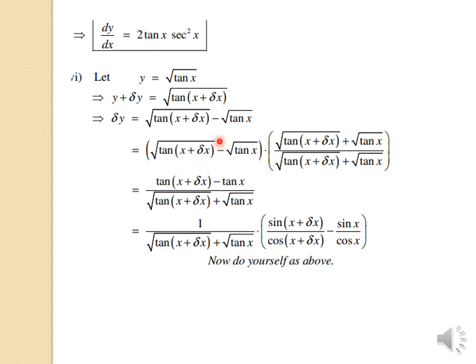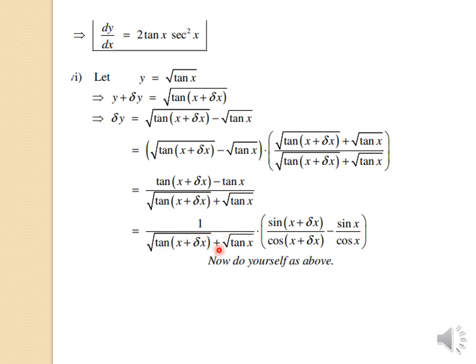So in the formula of a square, the square and root cancel out, so only tan x plus delta x is left. In the next term, minus our formula, and in the next term b square, so b equals square root of tan x. When we take the square of b, the square and root cancel out, then only tan x is left, and the denominator remains the same. So students, similarly you can split the numerator and denominator.